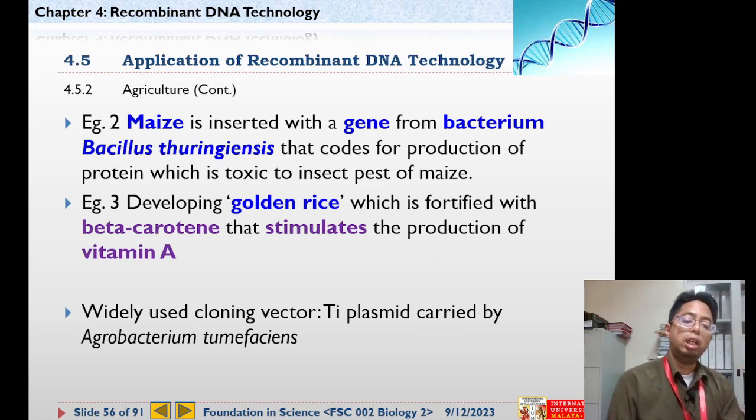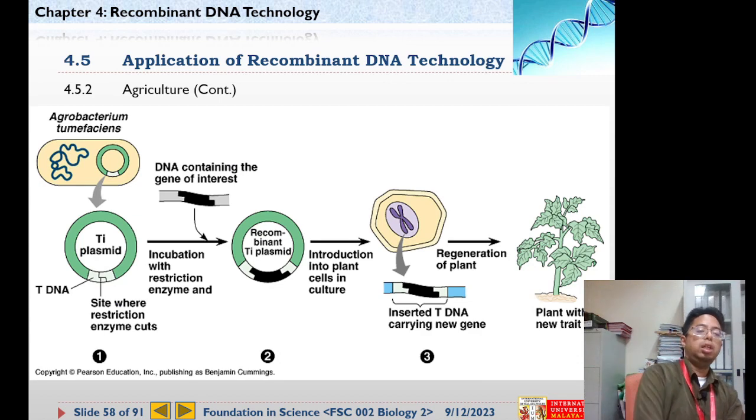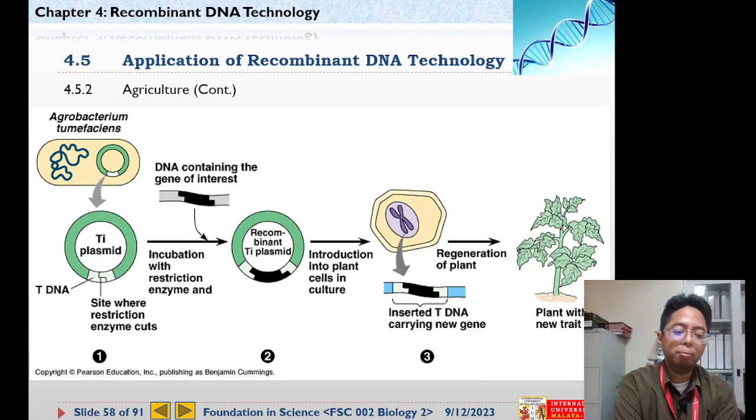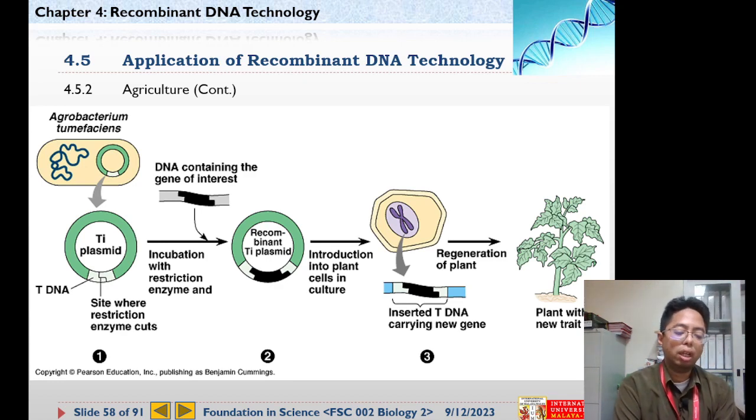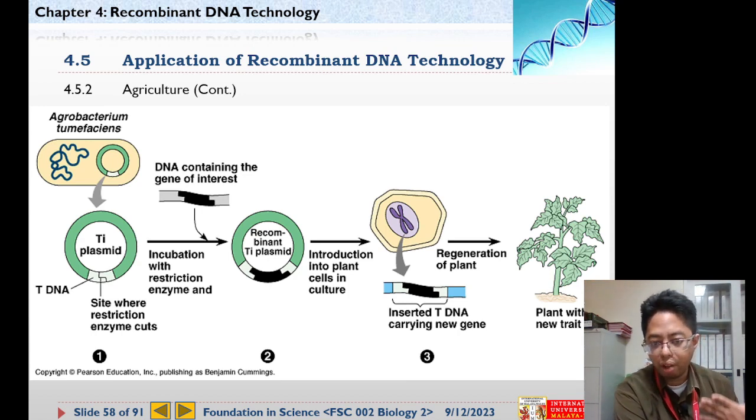Developing golden rice. So what is golden rice? It is a rice which is fortified with beta carotene, which stimulates the production of vitamin A. A widely used cloning vector is the Ti plasmid carried by Agrobacterium tumefaciens. You get the plasmid, and we insert the DNA of interest into it to become recombinant. The T-DNA carrying the new gene is used to regenerate a plant. The plant would have the new trait that we have injected.